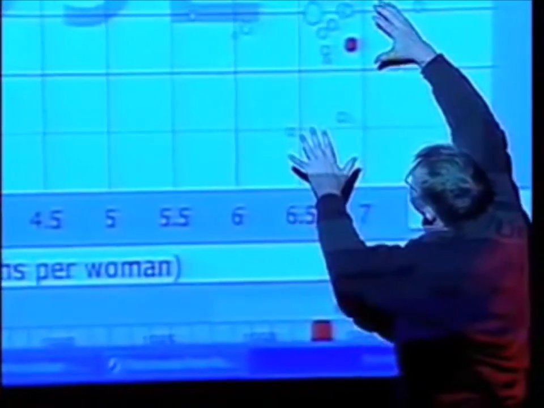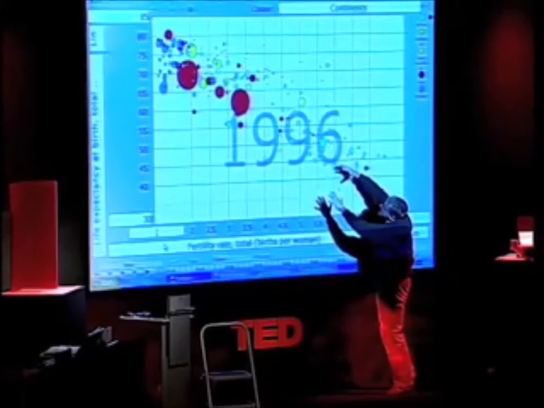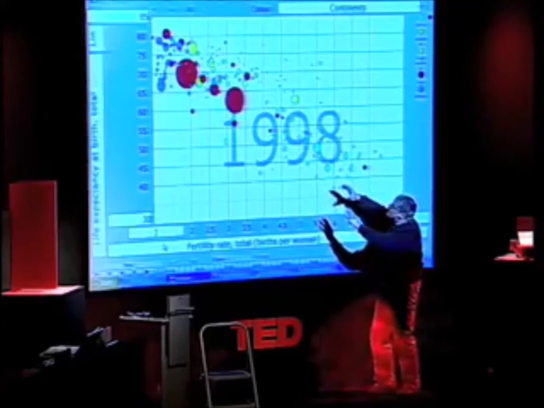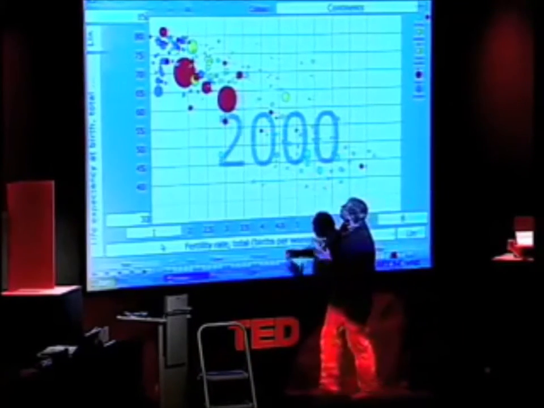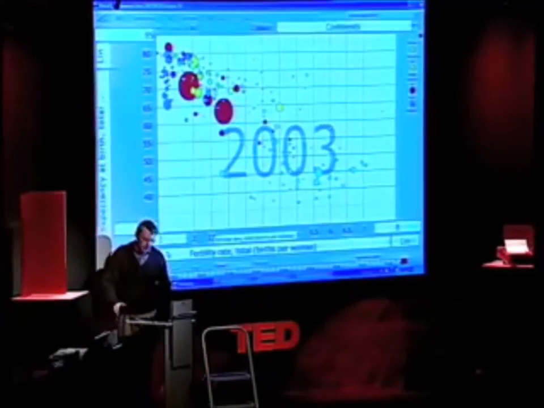And in the 90s, we have the terrible HIV epidemic that takes down the life expectancy of the African countries, and all the rest of the world moves up into the corner where we have long lives and small family, and we have a completely new world.